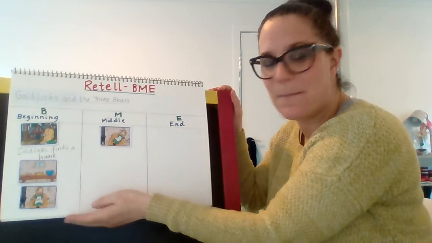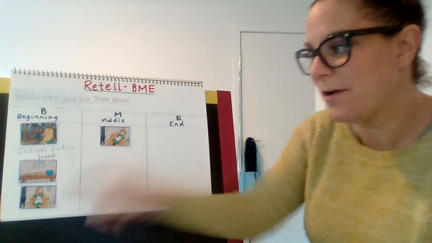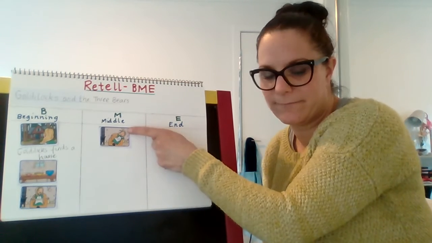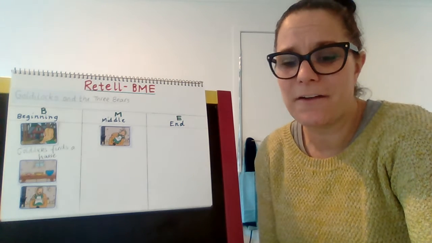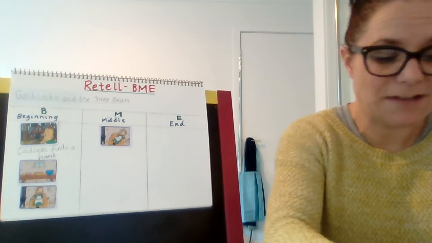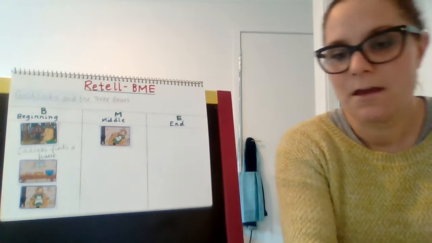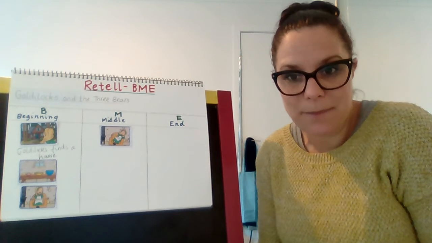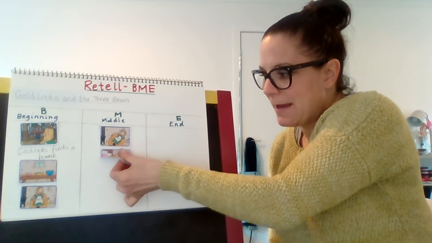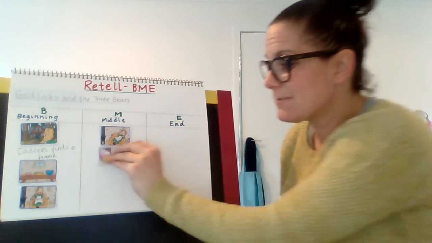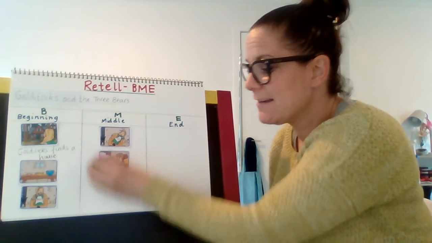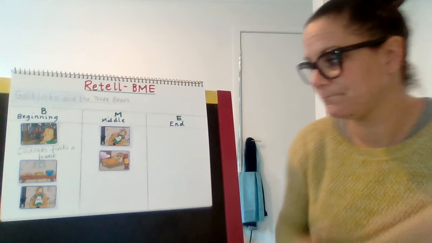Now that happens in the middle. So there's been a few things that have happened at the beginning. We've got her coming to the house, eating some porridge, sitting on a chair, and then she breaks it. Now, after she's broken the chair, she starts to feel very tired. She goes up to the bedroom and she finds some beds. Now, of course, there are two beds she doesn't like. One is too lumpy and one is too soft. The third one, which is Baby Bear's bed, oh, can you see that? Sorry, is just right. So she decides to sleep in the bed.